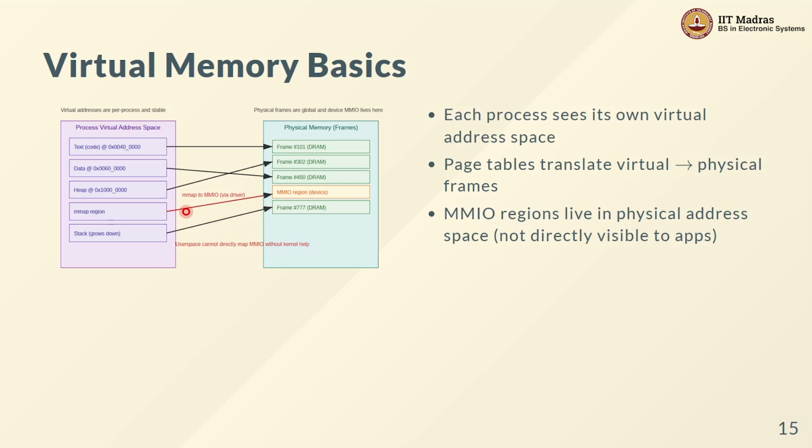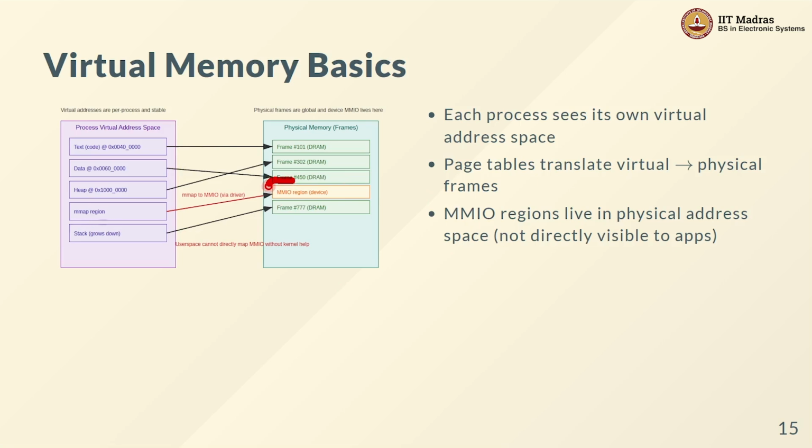Okay. So, to summarize, each process sees its own virtual address space, and there are physical structures called page tables which help with the translation of virtual addresses to physical frames of the system, physical addresses basically. And the MMIO regions, they live in the physical address space. They are somewhere out here. But the individual applications don't know and they don't care.